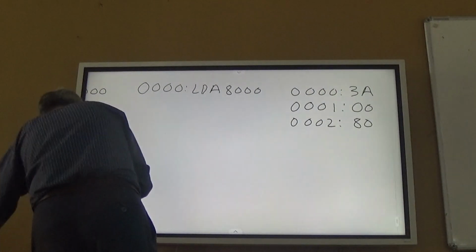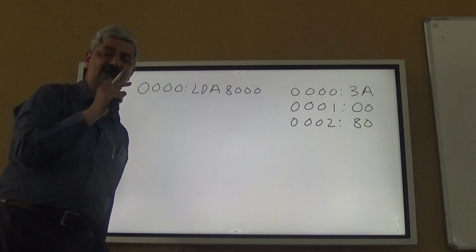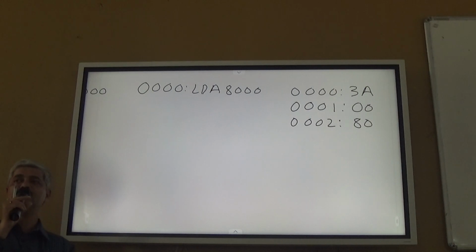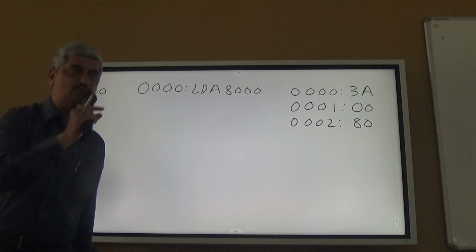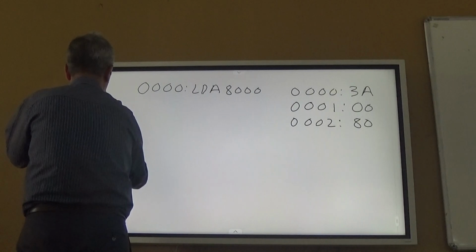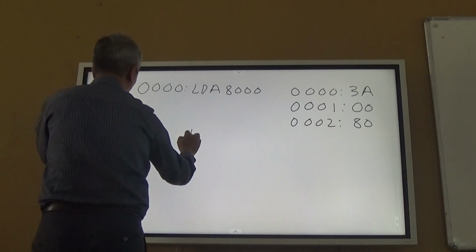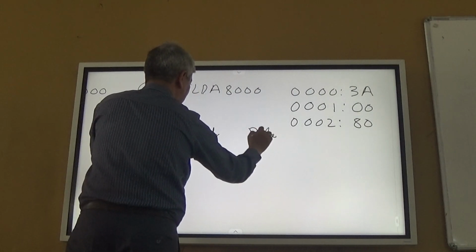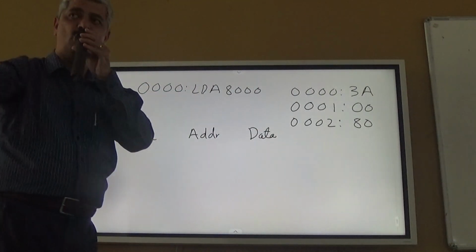So now, if it is so, what will happen at the beginning? After reset, what should be the first cycle? Obviously, the first cycle after reset will be an opcode fetch cycle. So what is the type of the cycle? Who will give address? And data, who will give data, or data will go where?